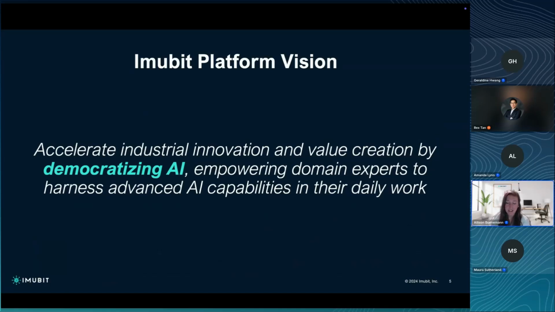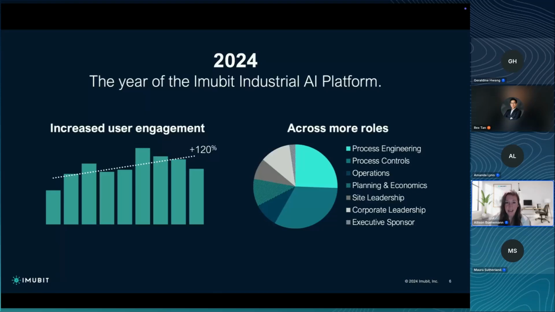When we've brought the platform vision to life this year, we've witnessed pretty insane growth in user engagement as well as growth across roles in the organization. So whereas the Imubit product started off as kind of just the closed loop control and optimization application, the platform has really broadened the groups of people within an organization that Imubit applies to. So we saw a 120% increase in user growth over the course of 2024 in number of users interacting with the platform on a monthly basis, and then saw roles increase from process controls folks to include planning and economics, process engineering, operations, and even leadership in some of the different ways that folks are interacting with the platform.